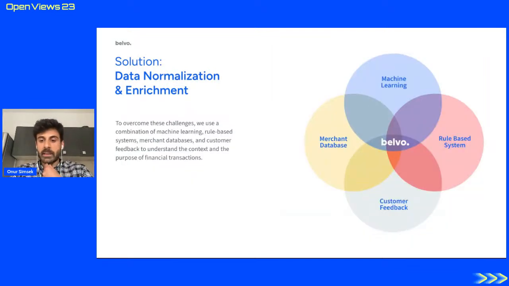And of course, I mentioned machine learning, but I have to say here, we use not only machine learning, because machine learning itself is not enough, because data itself is quite complex. We use a couple of different technologies to make it easier to understand for our customers. Apart from machine learning, we use a rule-based system. We use a merchant database, which is very important to detect the merchant. And of course, the other most important part is customer feedback.